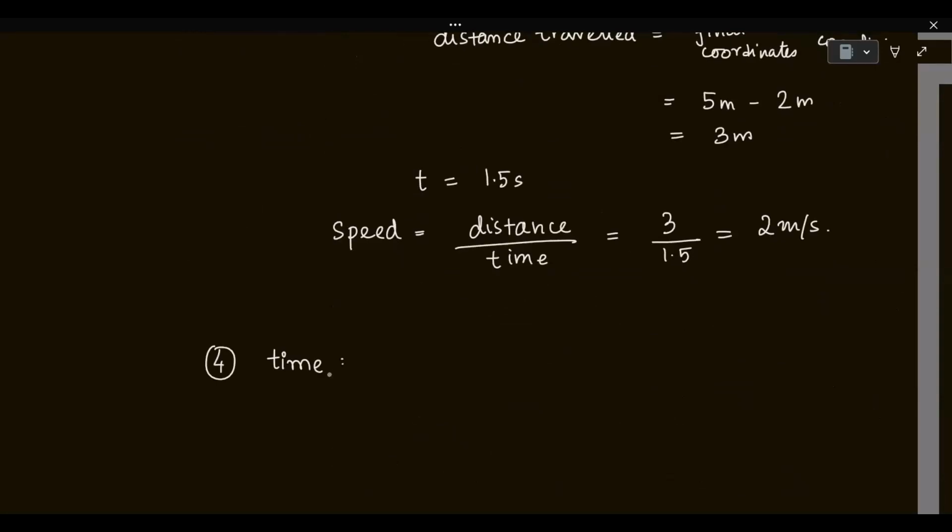I said time can never be negative. That is actually technically not correct. Anybody knows why I am saying that? Okay, cool. So what I mean by that is, if I say t is equal to -4 seconds, this actually makes sense in a way.